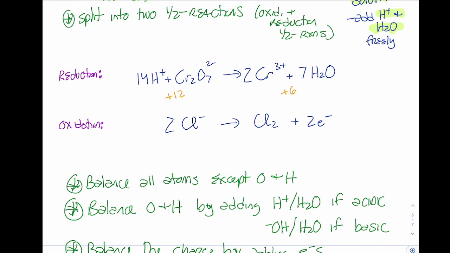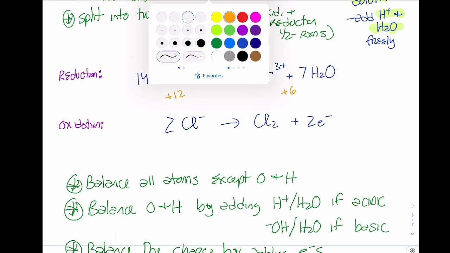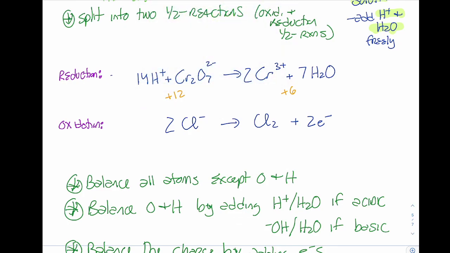So to get those charges to be equal, I actually have to go over to my reactant side and add 6 electrons. Right? When I add those 6 electrons, this now becomes +6. So my net charge is balanced.